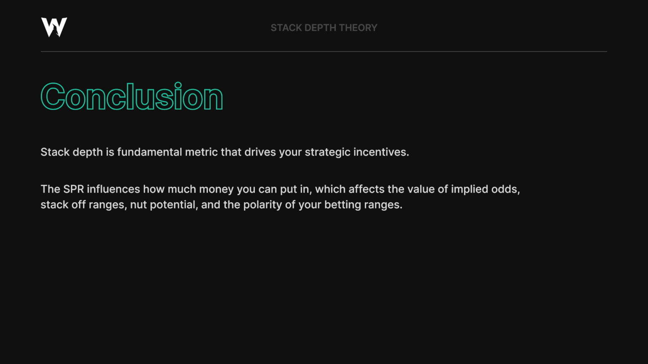Similarly, in short stack MTT scenarios, a lot of the nutted hands will simply call a raise or they'll limp in, for example. And so another function of this is that your incentive to build the pot with nutted hands changes as stacks are short or deep. And the types of ranges you build, the polarity of those ranges change as stacks get shorter and deeper.